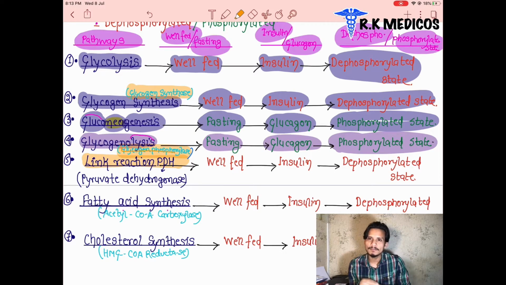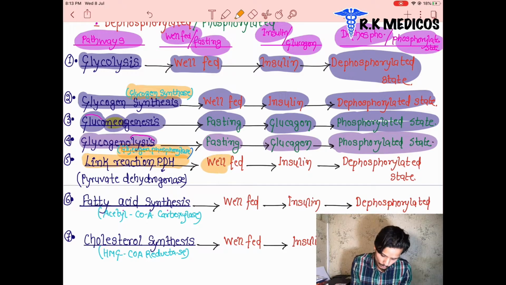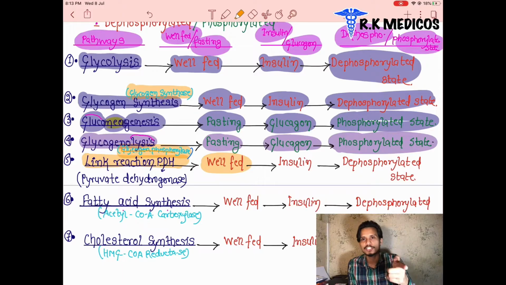Does it happen in the well-fed state or the fasting state? When we are going to produce energy, in the well-fed state, of course. In the well-fed state we are going to produce energy. That's why we are going to see here, in the well-fed state, which hormone is used, insulin or glucagon. Insulin, and what it does to the enzymes is dephosphorylation of the enzymes.